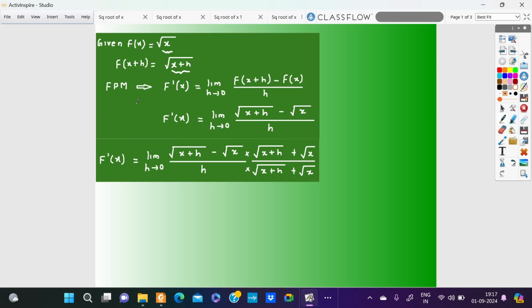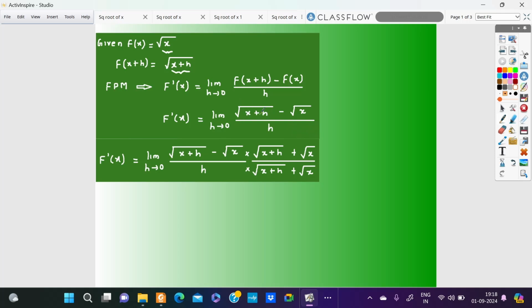Alright, the first principles method, FPM, says f dash of x is equal to limit h tending to 0 of f of x plus h minus f of x divided by h. So we just replace f of x plus h and f of x here. Therefore f dash of x is equal to limit h tending to 0 of square root of x plus h minus square root of x divided by h. So how do we proceed from here?